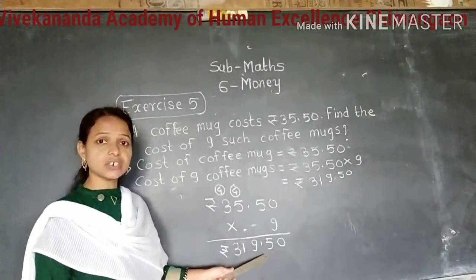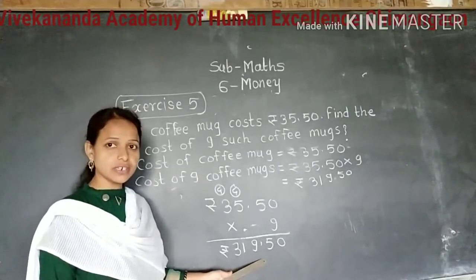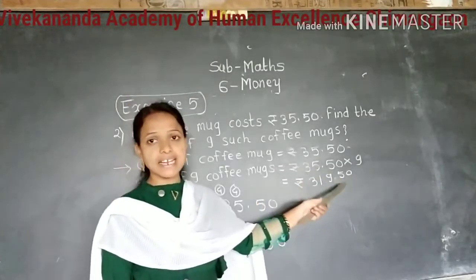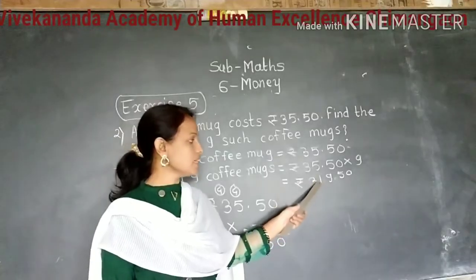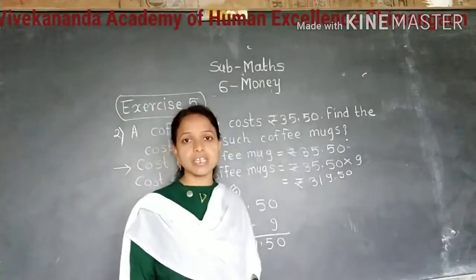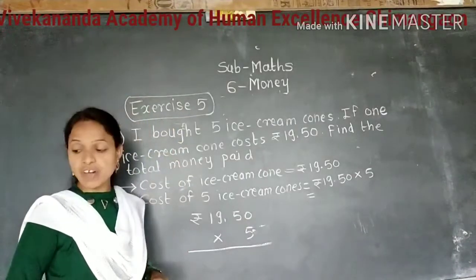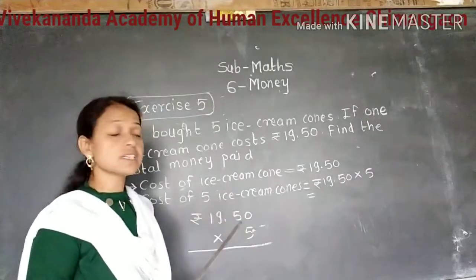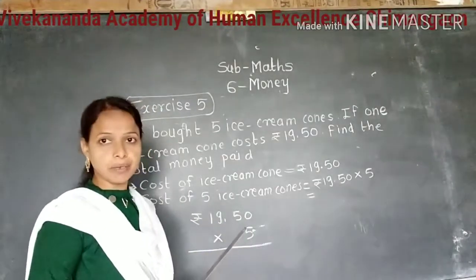And this is the cost of 9 coffee mugs. How to find? Understood, it is by multiplying the cost of one coffee mug by 9. We get the cost of 9 coffee mugs. Okay, next problem. I bought 5 ice cream cones. If one ice cream cone costs 19 rupees 50 paise, find the total money paid.